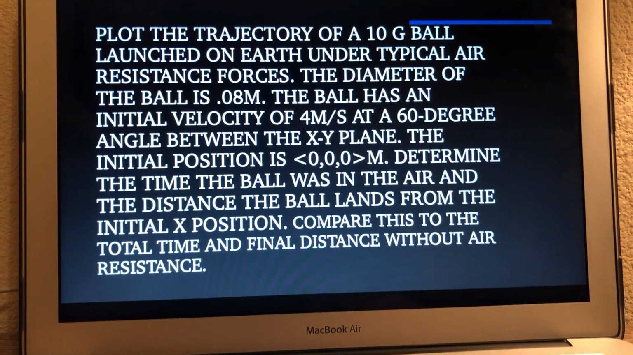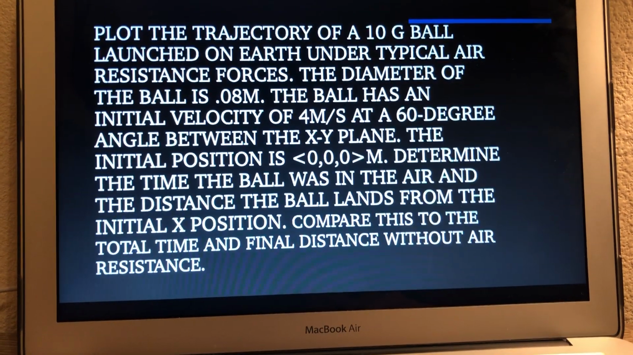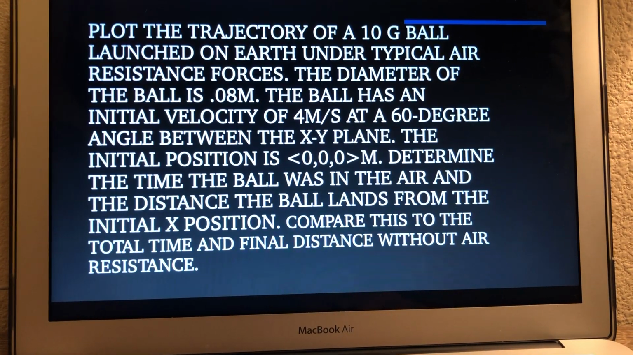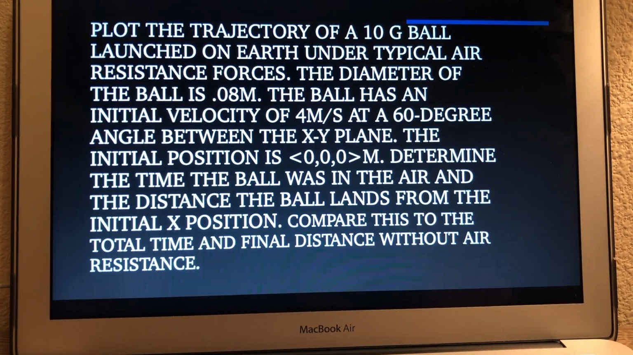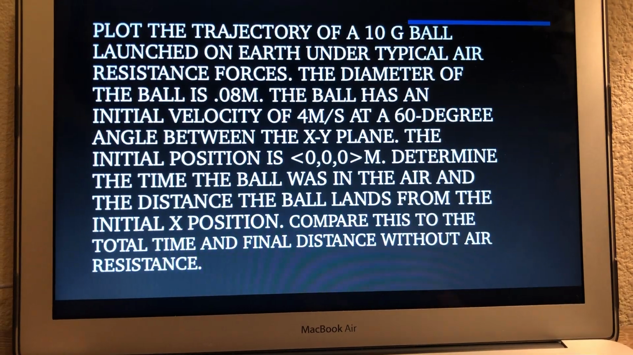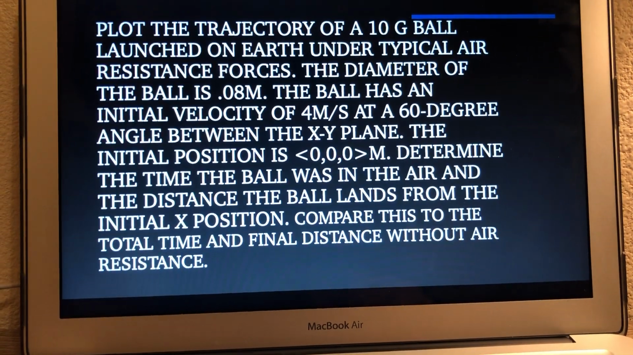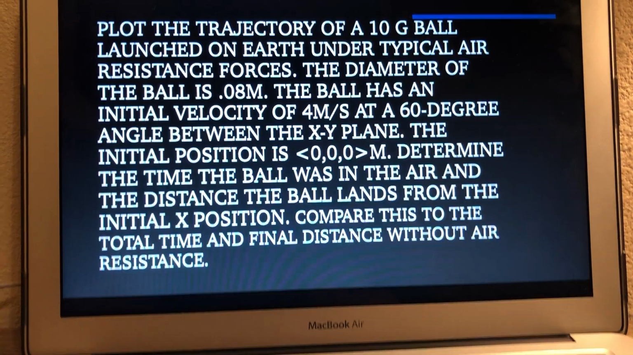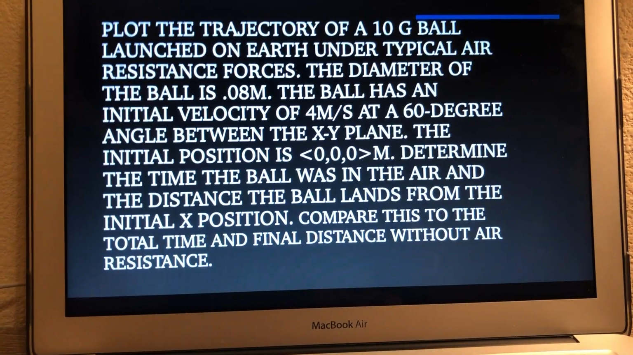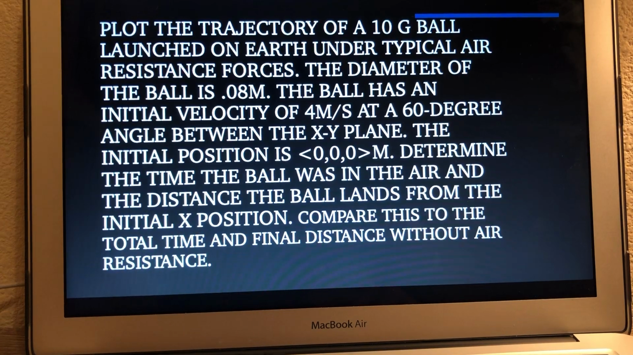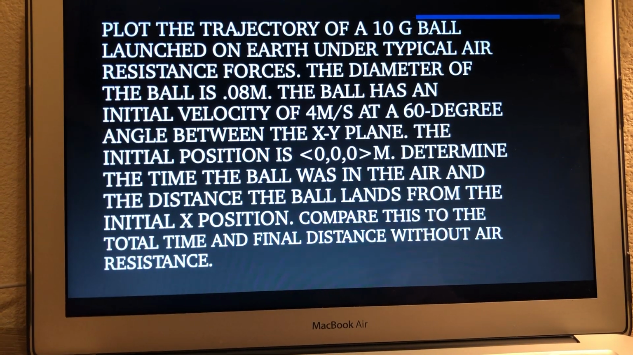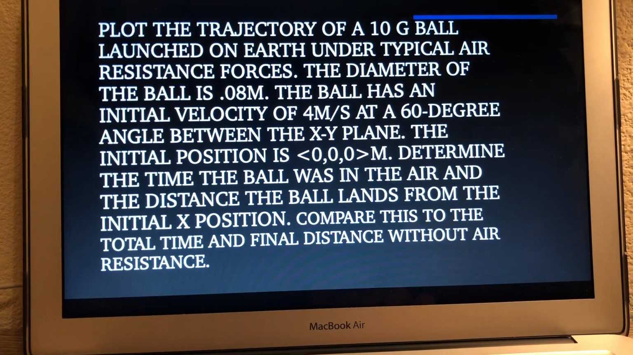The ball has an initial velocity of 4 meters per second at a 60-degree angle between the XY plane. So we're only dealing with the velocity in XY coordinates. The initial position is the origin, 0, 0, 0 meters. I wanted to determine the time the ball was in the air and the distance the ball lands from the initial X position while comparing this to the same values without air resistance.